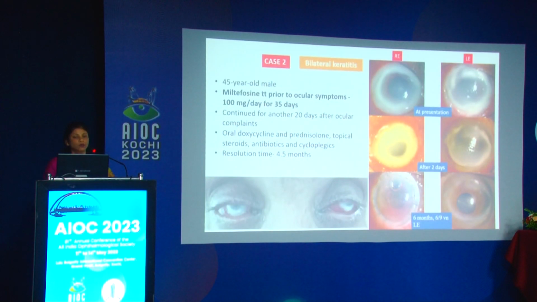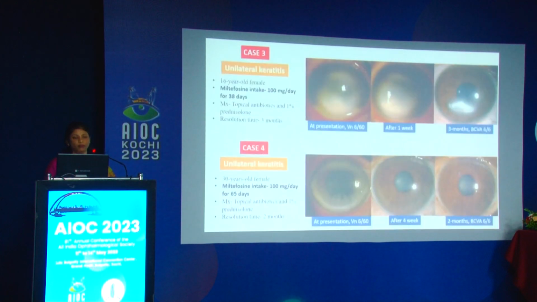Second case was also bilateral with very typical presentation of this drug complication, paracentral full thickness infiltrate involving the whole circumference as well as the deeper area, giving the impression of annular ulcer or ulcerative keratitis. So in the right eye, we did PK in view of thinning in the periphery, and the left eye responded very well to oral and topical steroid along with antibiotics in 4.5 months.